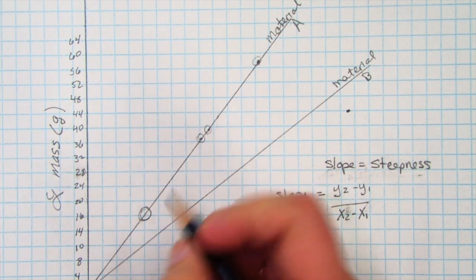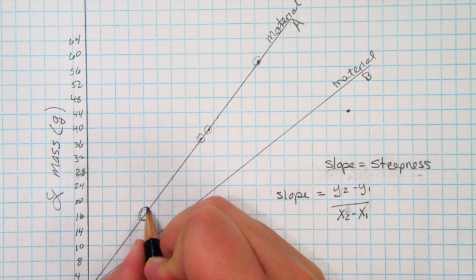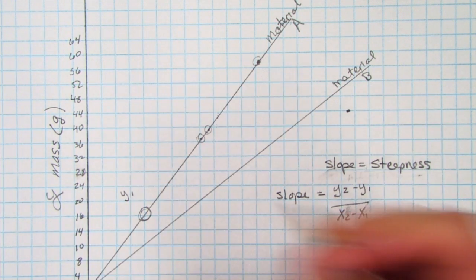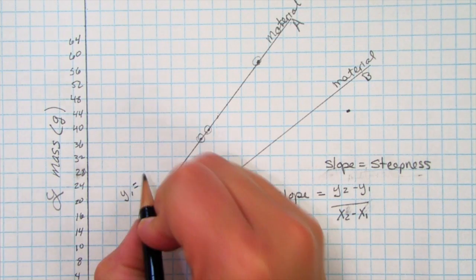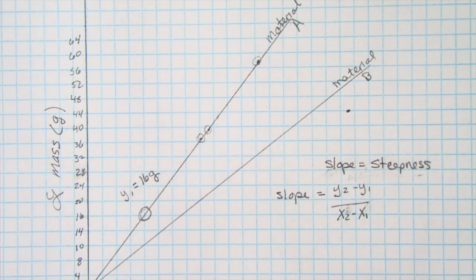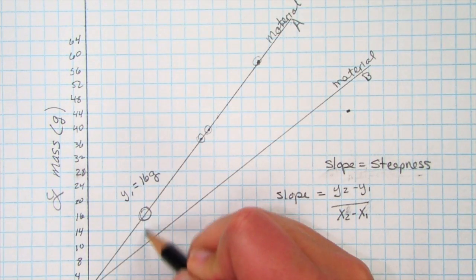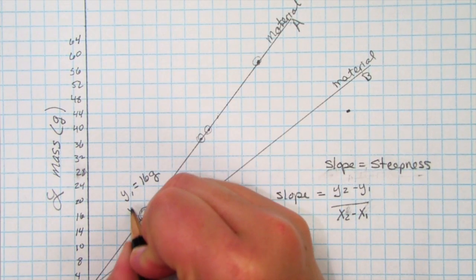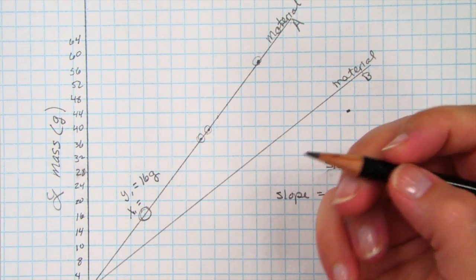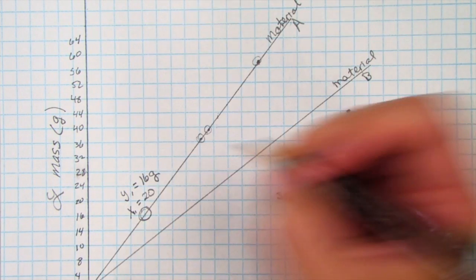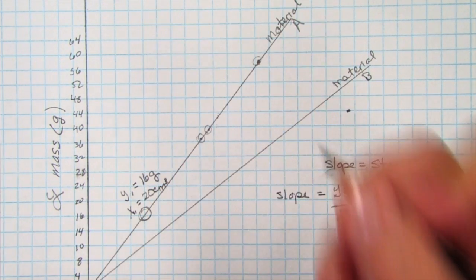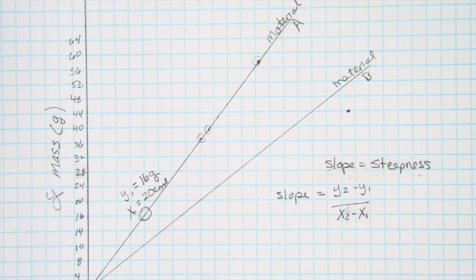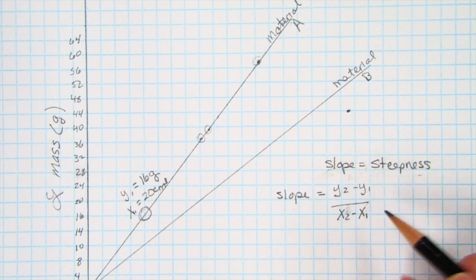Now my y value, y-axis, is the mass. So this point right here is my first y value. So y1 equals 16 grams. It's also my first x value. So x1 equals 20 centimeters cubed. And you identify and label each point that you're using. I don't need just one, I need more than one, I need another one.